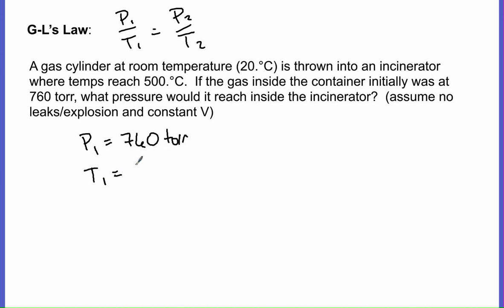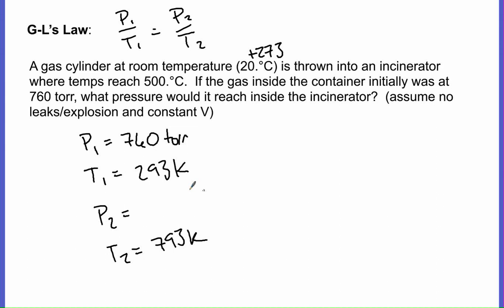T1 is 20. 20 plus 273 is 293. I still have to make sure it's Kelvin every time, right? So you can't just keep the 20, you gotta add your 273 to it. P2 is what I don't know, but I'm assuming it's gonna be pretty big because I'm gonna heat up this temperature quite a bit. 500 degrees Celsius is 773 Kelvin. So I'm at least doubling, if not tripling that temperature value. So it should make that torr quite a bit bigger. It'll be at least double that.